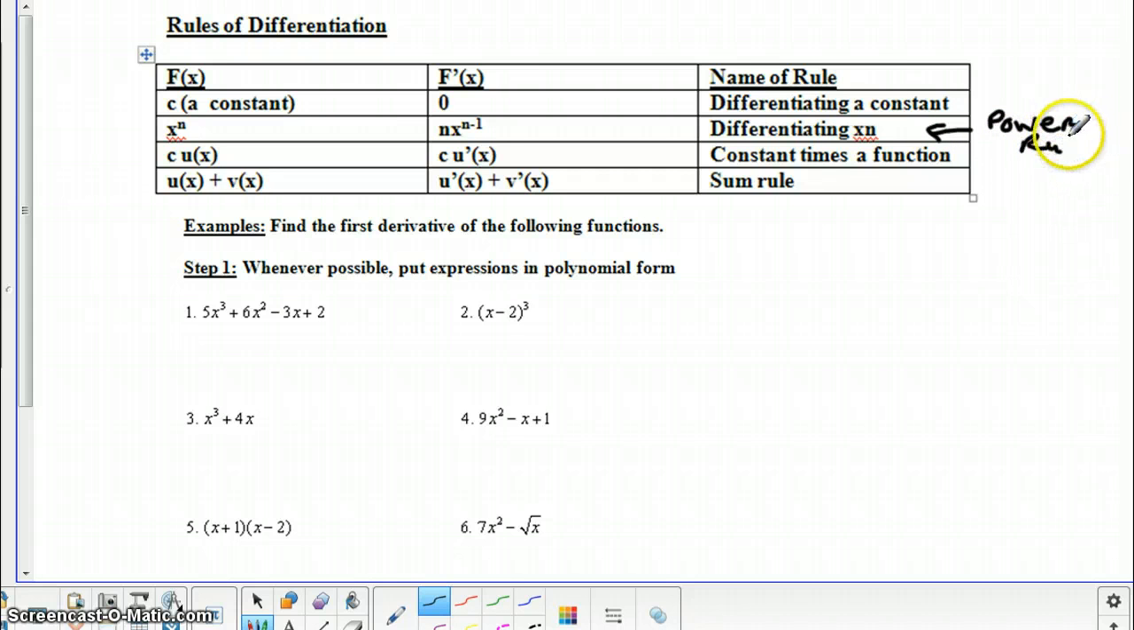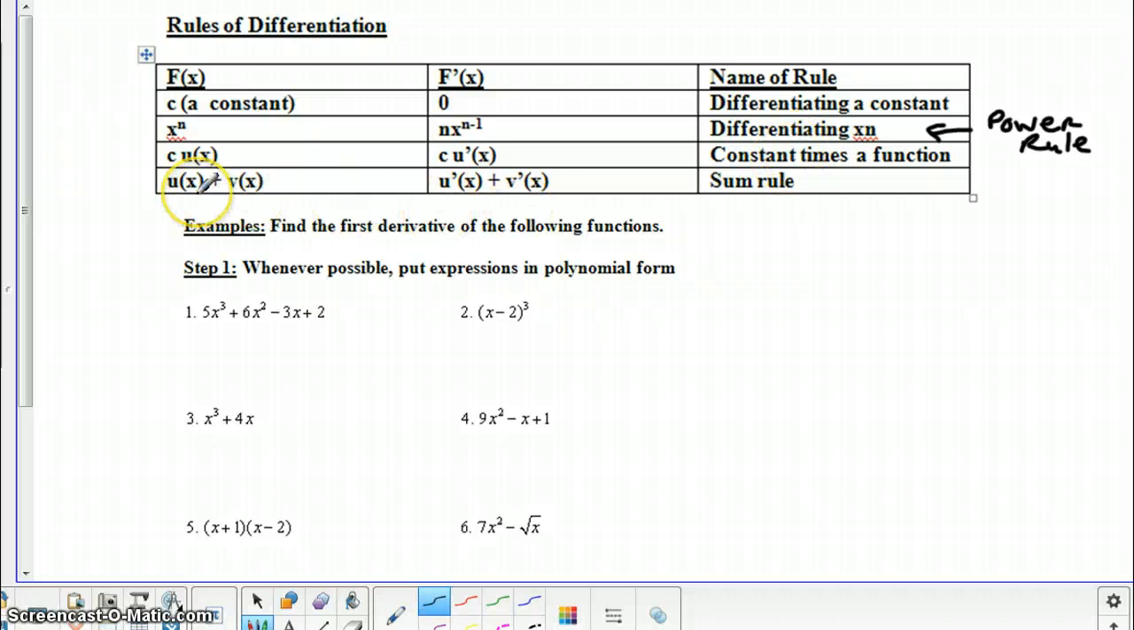And differentiating x to the n is another name for it. Two more rules of differentiation. We have a constant times a function, and this makes sense if you think of the power rule. We take the derivative of that function and multiply by that constant. So that's called a constant times a function.